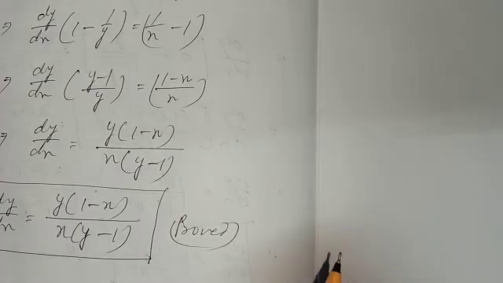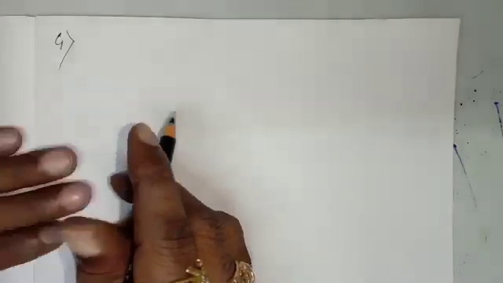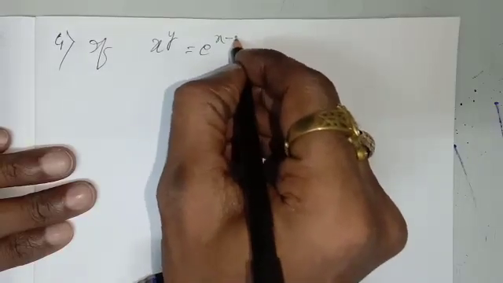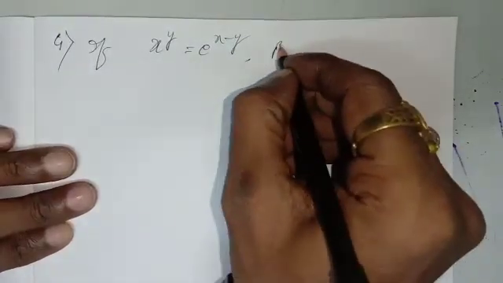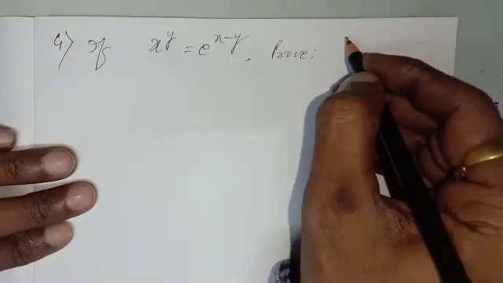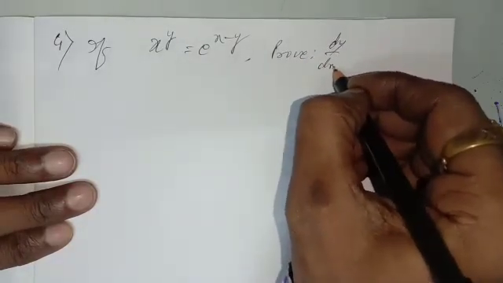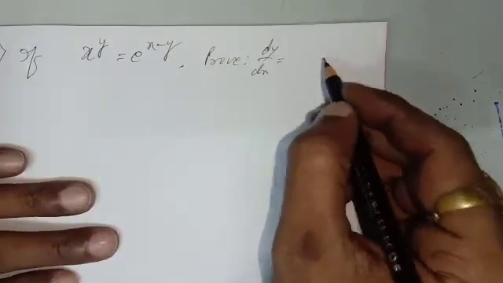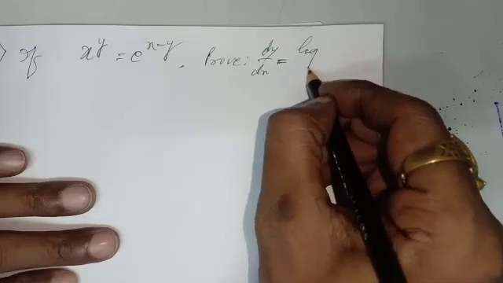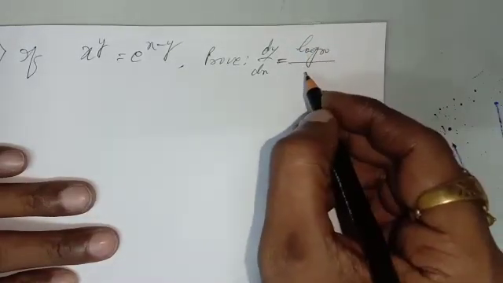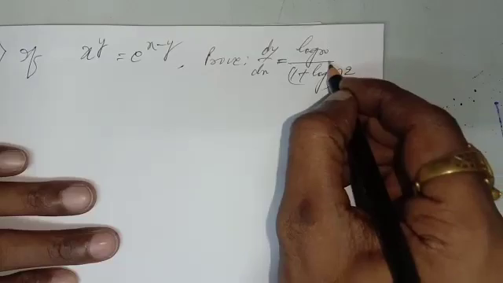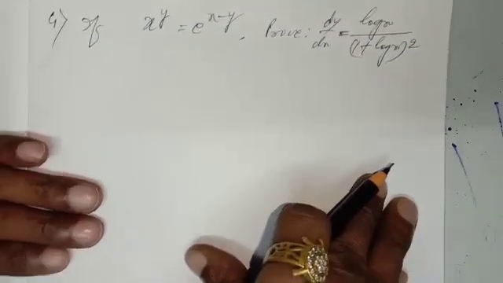In this way, question number 3 is also completed. Next, question number 4. If x to the power y is equal to e to the power (x minus y), then prove that dy by dx is equal to log x by (1 plus log x) whole square.